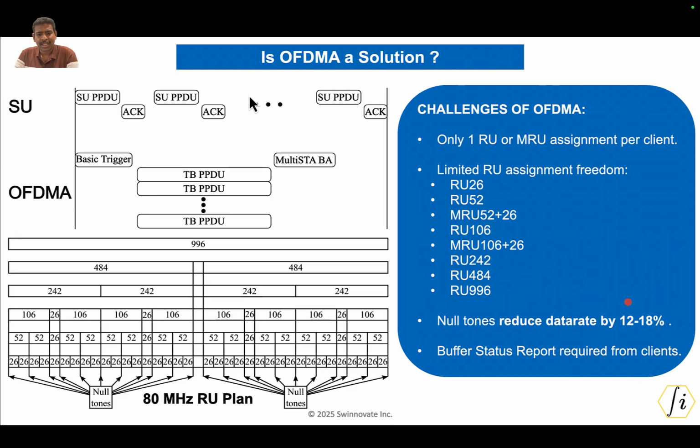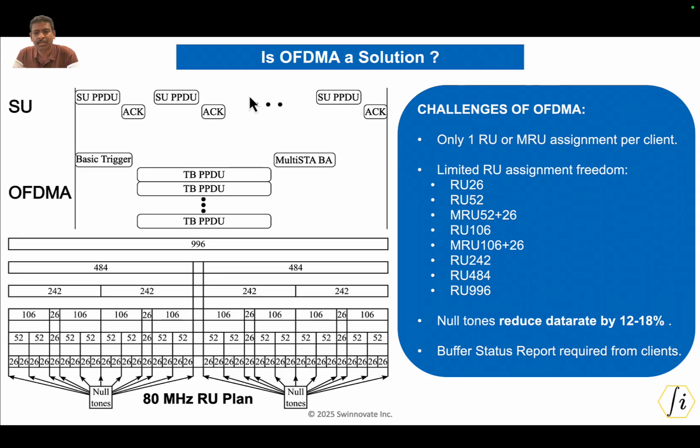Then thirdly, we have to get buffer status reports from the clients, right? Unless the AP knows the buffer status from all the clients accurately, it will not be able to schedule for the clients correctly. The good thing is the buffer status reports do not have to occupy a lot of airtime because they are not separate frames. These buffer status reports can be included in the MAC header of any uplink frame, in the QoS control or in the HT control fields. So it doesn't incur separate frame overhead, but it can be piggybacked on existing uplink frames.